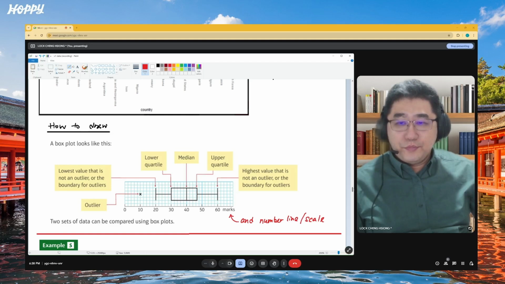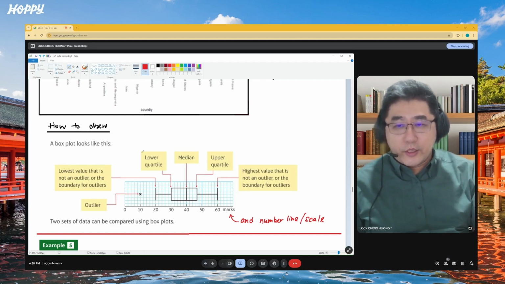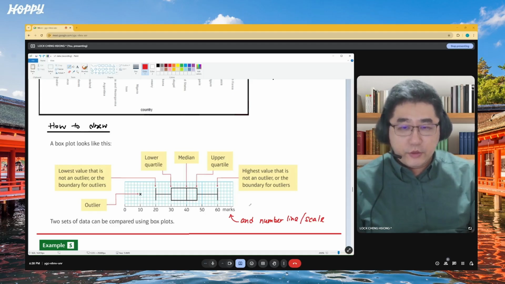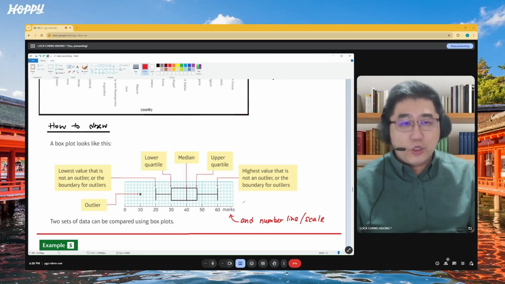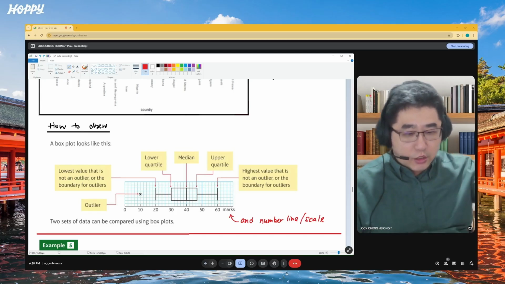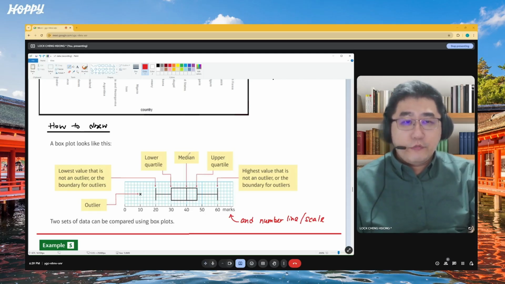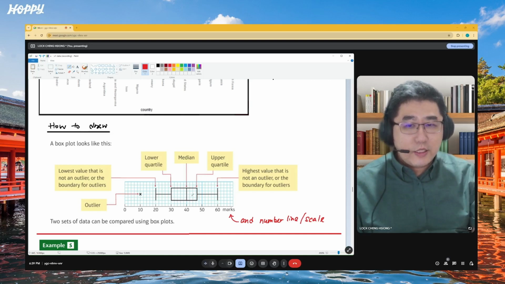So how to draw? You have a box plot like this. First of all you need to have a number line. When you are required to draw on paper, please remember that in your exam you will not be given additional paper, so you will only draw on the answer sheet itself. If you draw anything wrong, there will be no replacement, so you need to do it nicely. Of course you draw it with a pencil, a 2B or HB pencil, so it can be clearly seen.